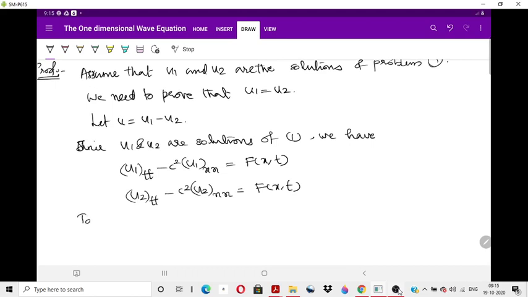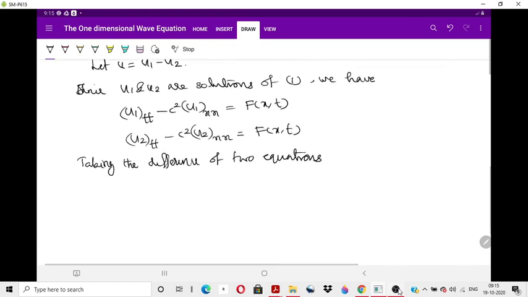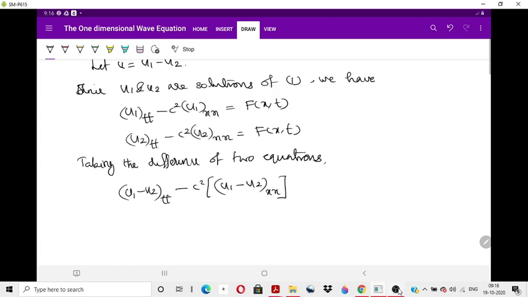Then taking the difference of the two equations, we have (u1 minus u2)_tt minus c squared, which we can take outside, (u1 minus u2)_xx, that is, the second derivative with respect to x of u1 minus u2, which is equal to F of x, t minus F of x, t, that will be 0. Now we have taken u1 minus u2 as u itself, that is, we have u_tt minus c squared u_xx equal to 0 with the same initial conditions.